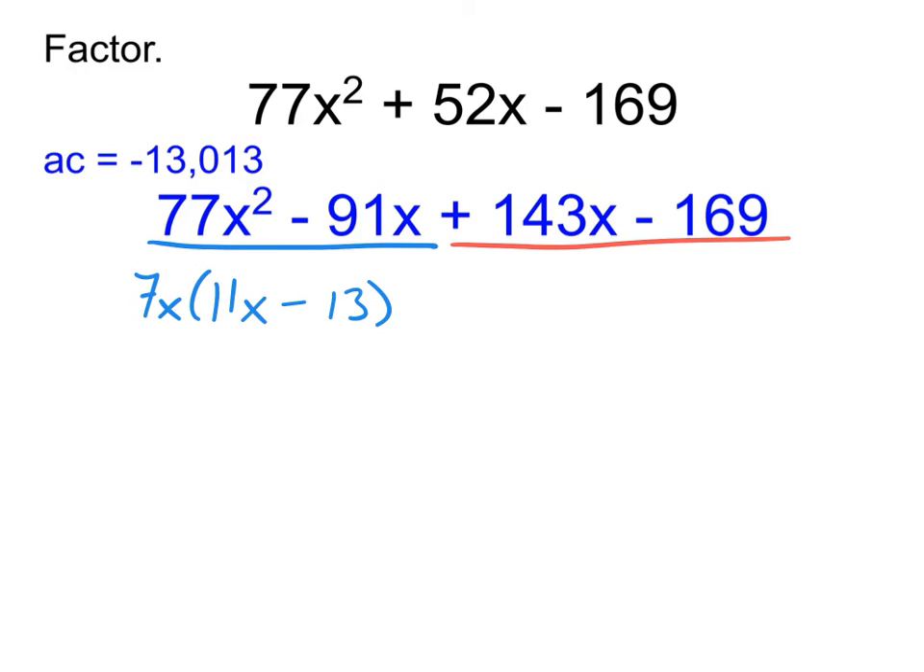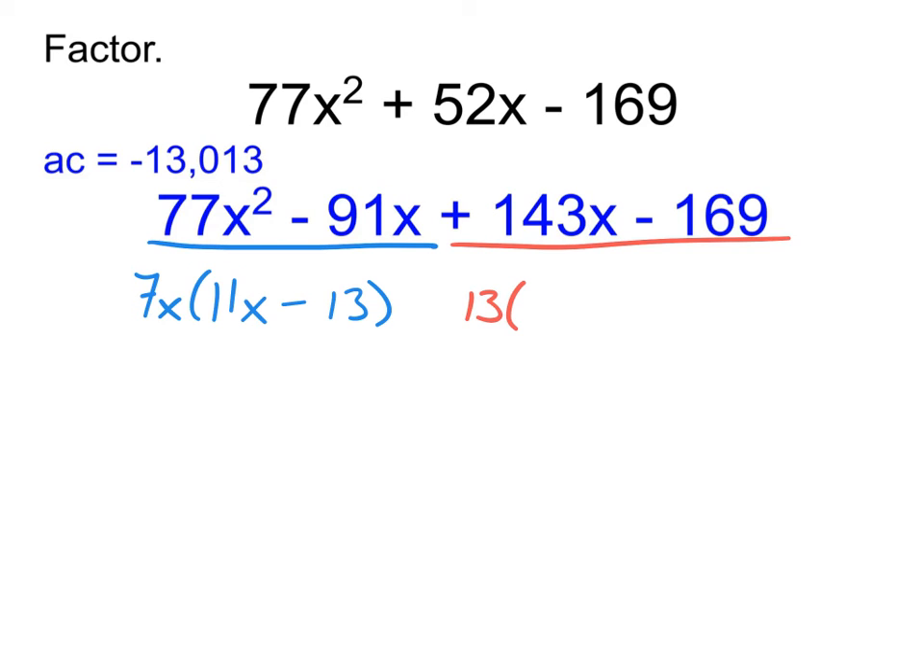So I look at the 143 and the 169. Remember, the only way you get 169 is 13 times itself, or 1 times 169. Does 13 go into 143? Yes, it does. In fact, it goes in 11 times. So that means that since I can pull 13 out, I do so. So the 13 comes outside the parentheses.